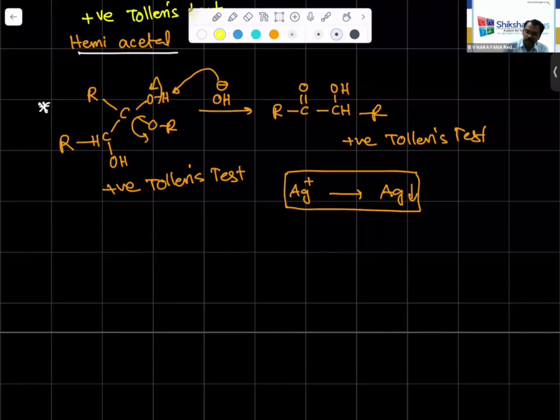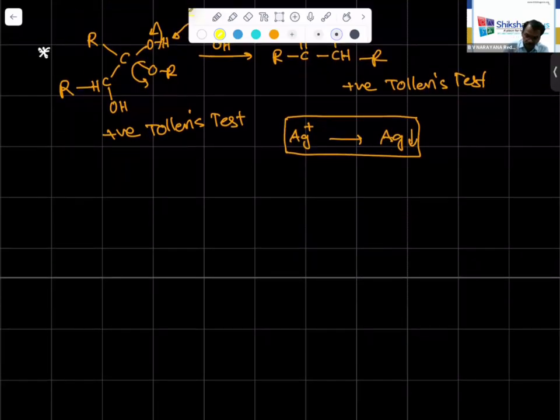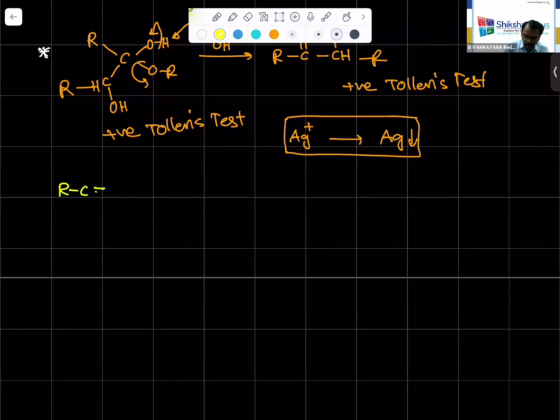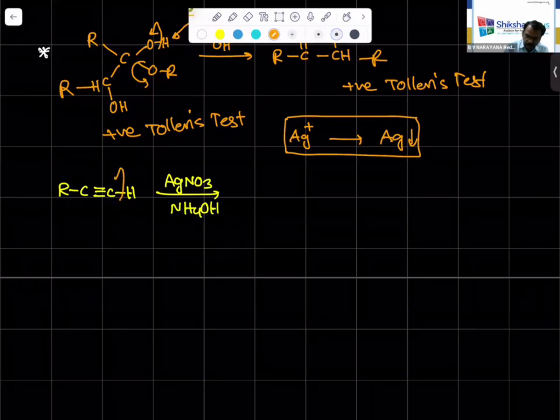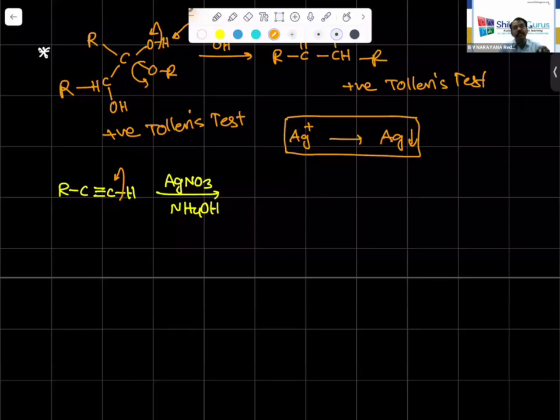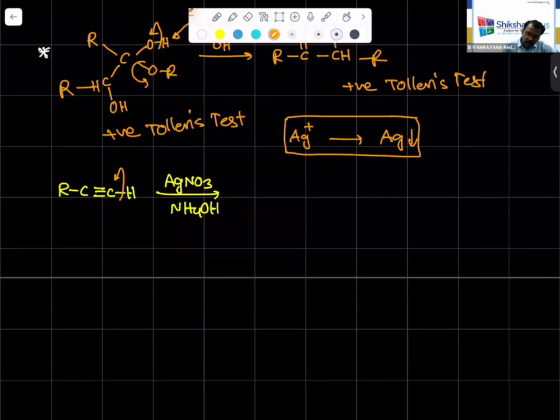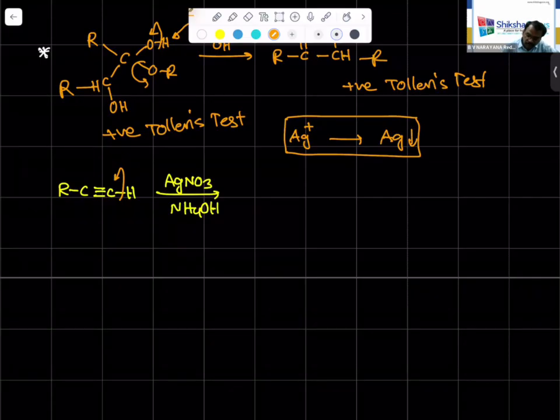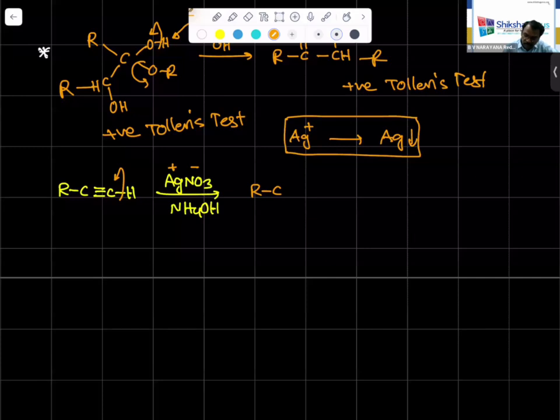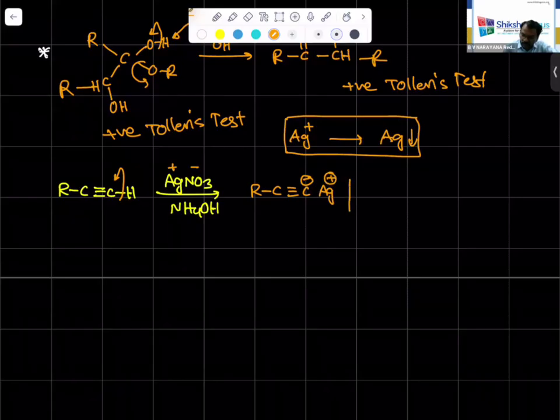There is one more compound. Often students get some confusion where, for example, you are provided with one alkyne. When it is treated with ammoniacal silver nitrate, what is happening? The terminal alkyne is acidic in nature because the sp carbon atom is more electronegative. It can release H plus. After that, the carbon atom gets negative charge. Here Ag plus NO3 minus. Ag plus reacts with this C minus. We are getting silver alkynide, which is a white precipitate.